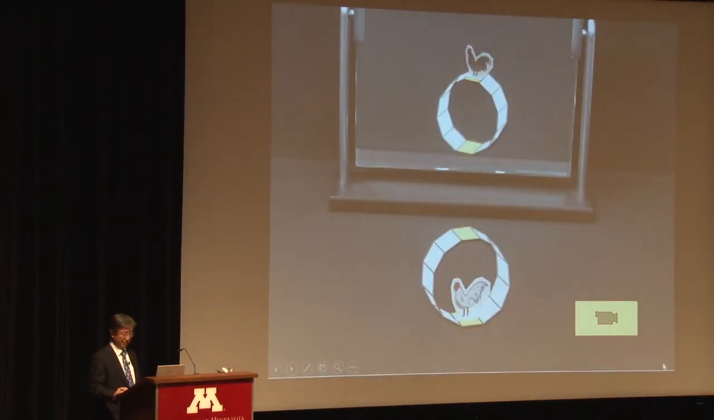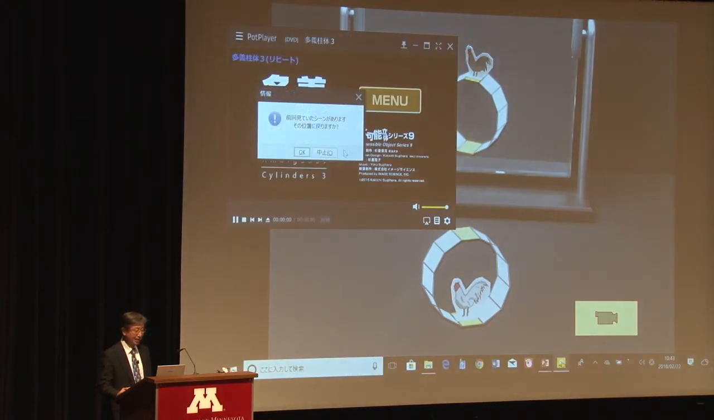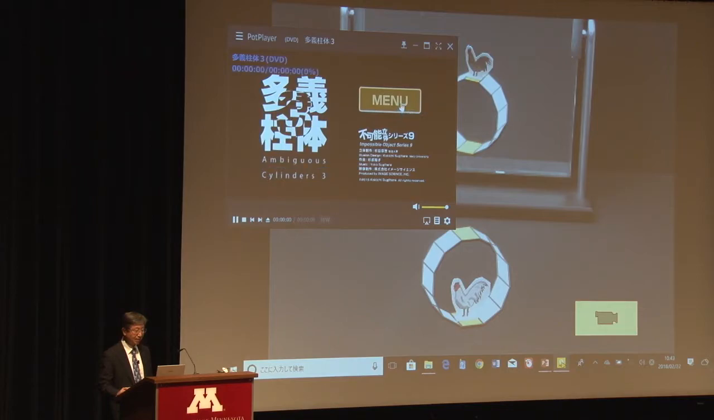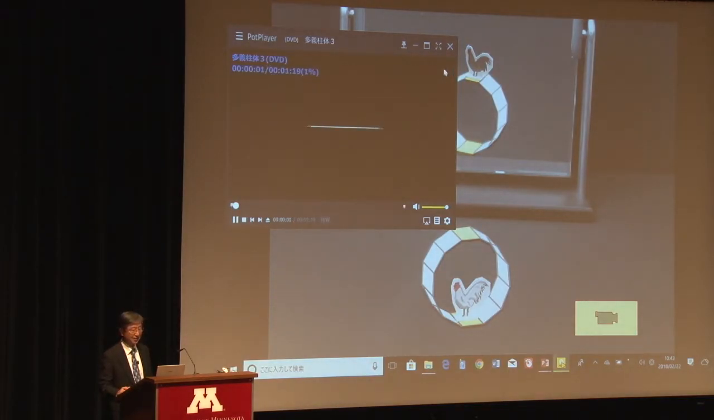Finally, in this example, the cylinders are reflected as they are, but the hen disappears and the rooster appears. Let me show it by video again. In this case, both the upper half and the lower half are replaced by horizontally oriented pictures.